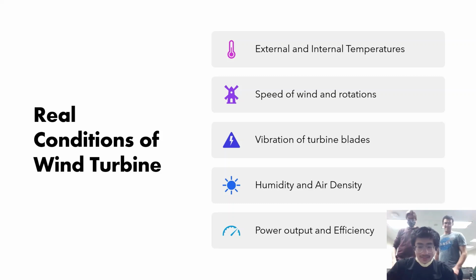In reality, wind turbines have many conditions that one needs to consider for proper operation and safety. External and internal temperatures and speed of wind and rotations allow us to make sure the wind turbine is operating in safe conditions. The vibration of turbine blades that we measure can allow us to make minute adjustments to the turbine blades to ensure optimal power output. Humidity and air density also affect the power output. By measuring the actual power output, we can measure the actual efficiency compared to the expected power output.